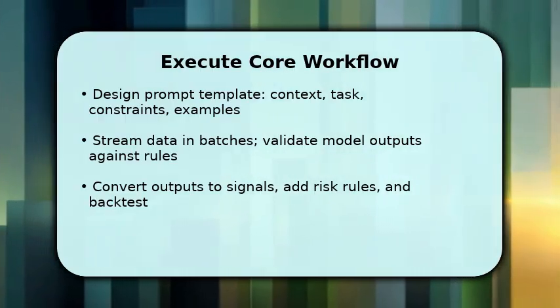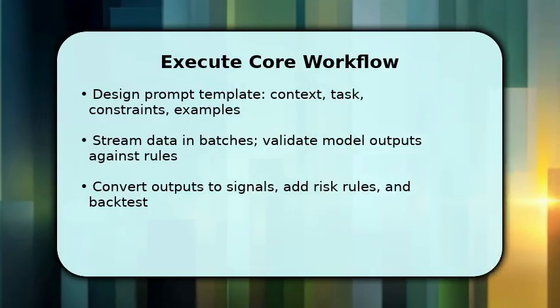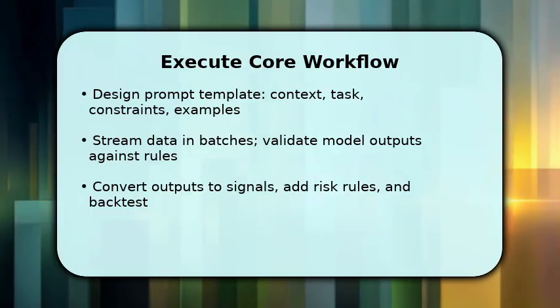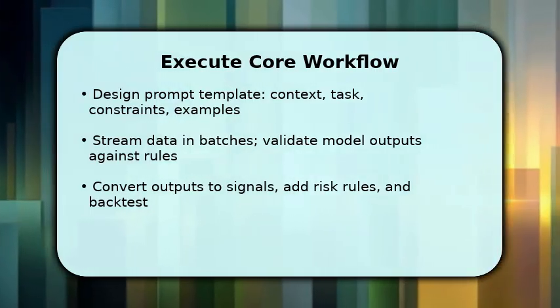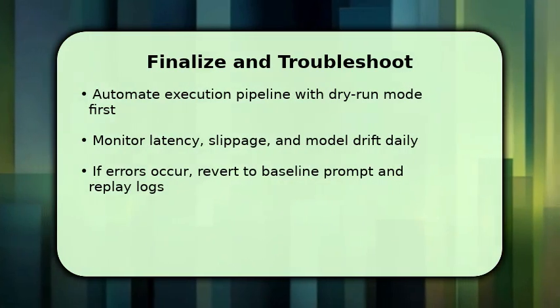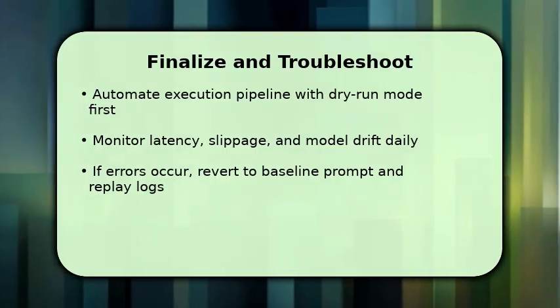Then apply risk rules, position sizing, stop loss, and run a short backtest. Make iterative prompt edits based on failure modes and edge cases you observe. You finish by automating the pipeline and running a dry run to confirm behavior without real orders.